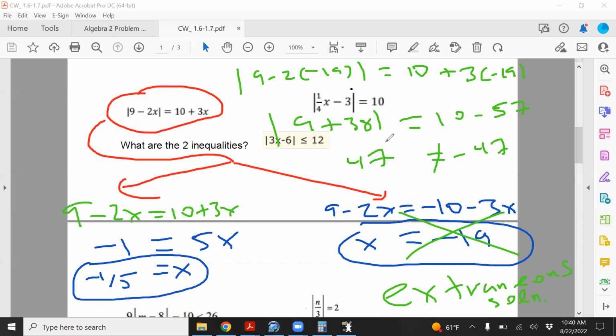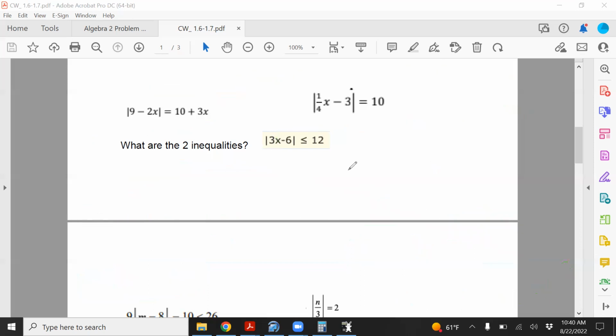Elizabeth, go ahead. Actually, there could be no answers. That's a possibility. There could be two, one, or zero. Let's say I have abs of x plus 1 equals negative 2. I know this can't work, because how can an abs equal a negative number? It's impossible. Abs can never equal a negative number.